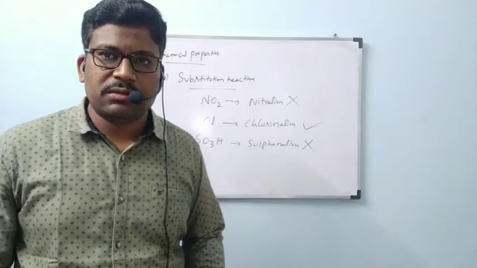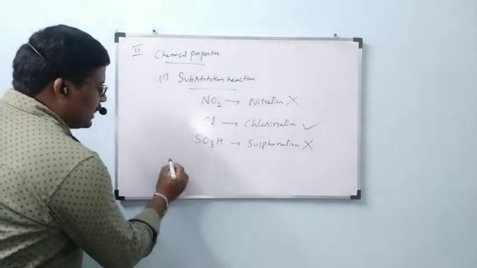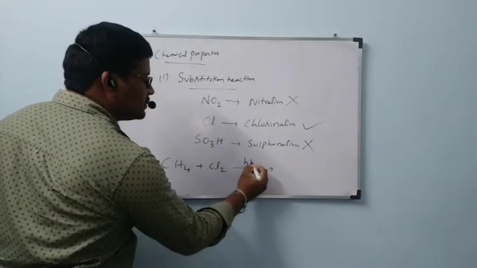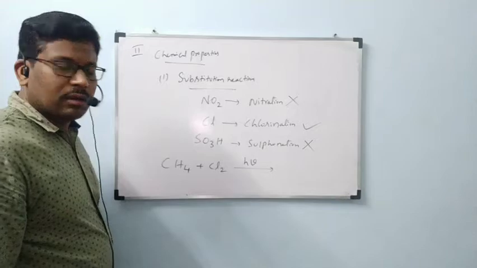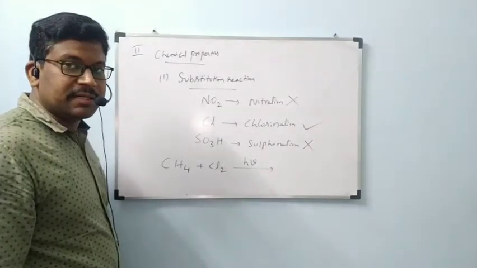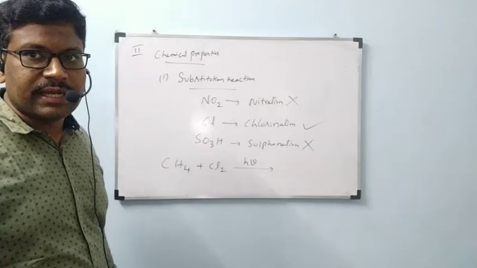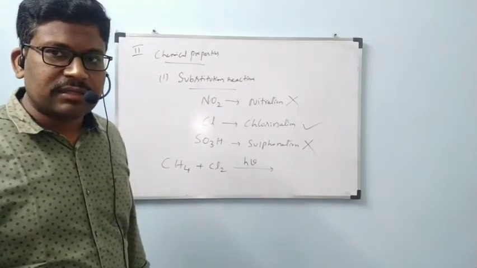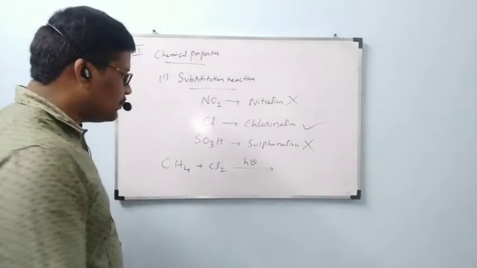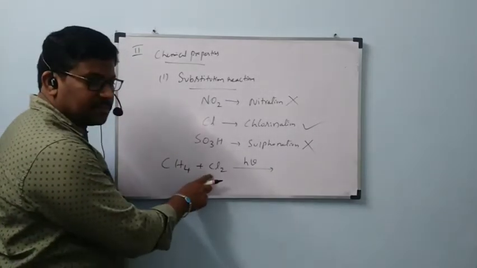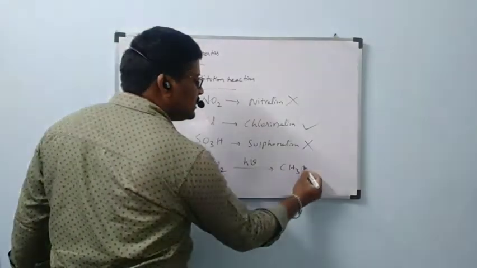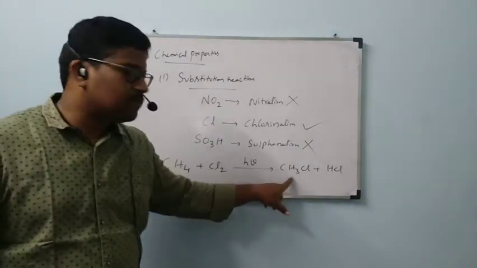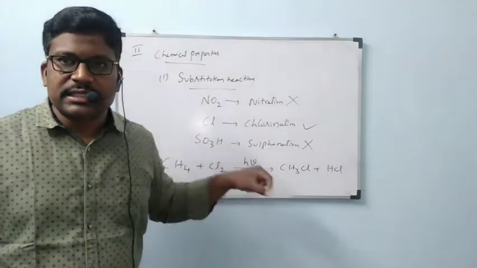For example, CH4 plus Cl2 in the presence of sunlight, h nu. This reaction generally happens at very high temperature, 573 to 773 Kelvin, or in the presence of diffused sunlight, to give a product where one of the hydrogens is replaced by chlorine, forming CH3Cl plus HCl. We get the haloalkane, chloromethane. This is the general representation.